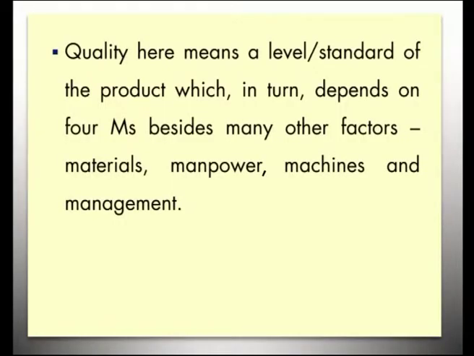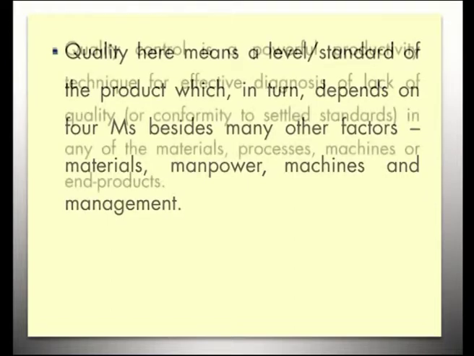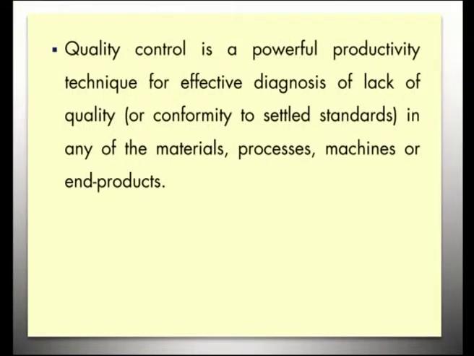So, quality here means a level or standard of the product, which in turn depends on 4 M's. What are the 4 M's? Materials, manpower is the second M, machine is the third M, and management is the fourth M. Quality control is a powerful productivity technique for effective diagnosis of a lack of quality or a lack of conformity to settled standards in any of the materials, process, machines or end products. In all aspects we have to talk about quality.